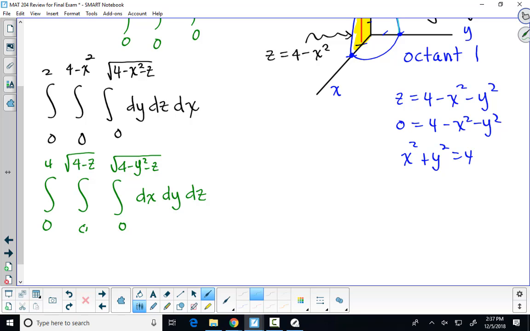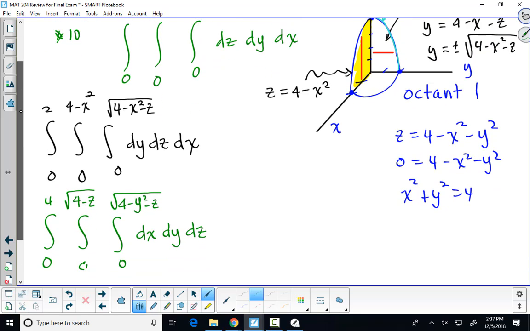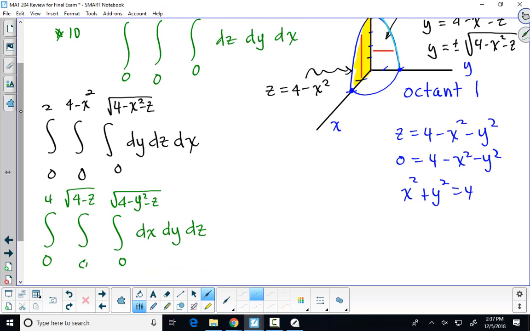To evaluate? Yeah, it feels that way because there's no square roots over here. But you wouldn't make us evaluate. No, I'll just have you set it up, just like on the test.